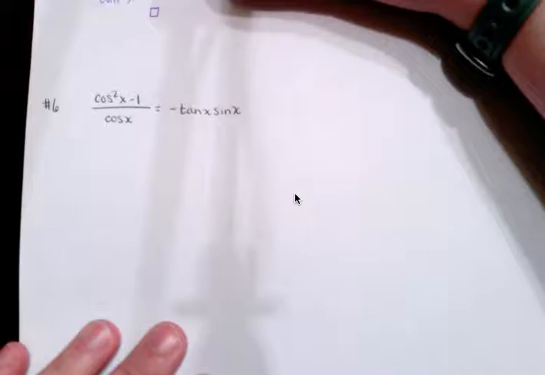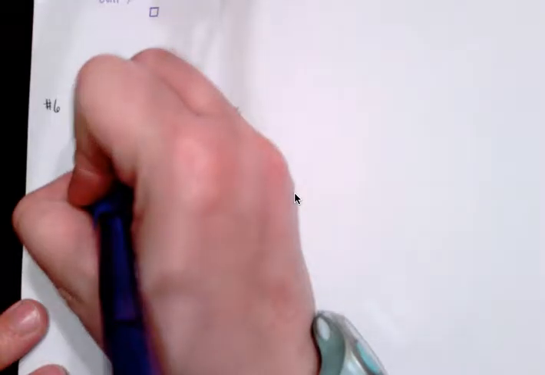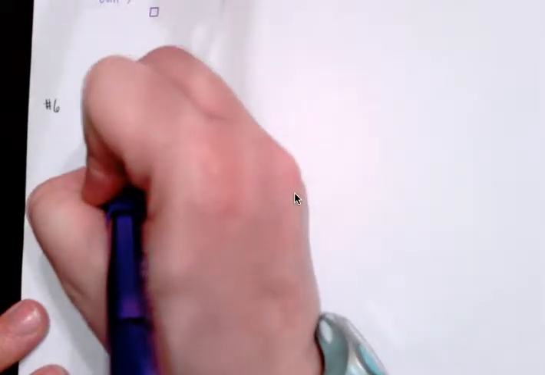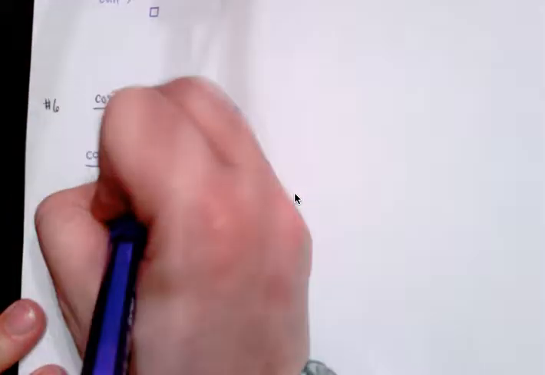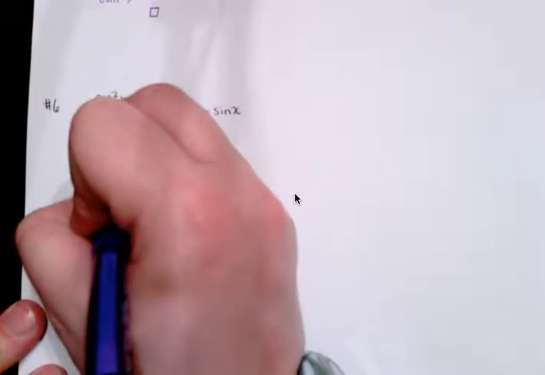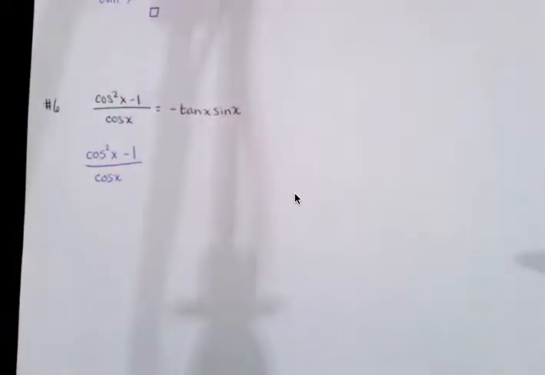So number 6. All right. Again, first step to any proof. Choose the side you want to start with. I'm going to deal with the left side. I just like the left side. You could try it from the other side. And remember, your proofs don't have to be exactly the same as mine. They can be slightly different as long as you're following algebra rules.